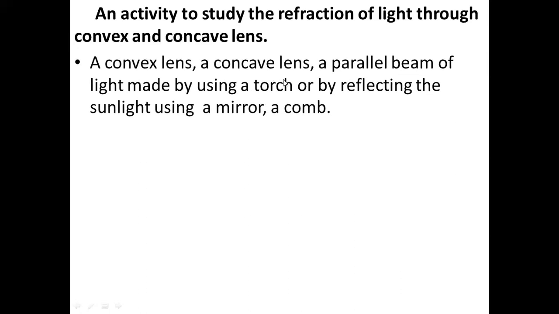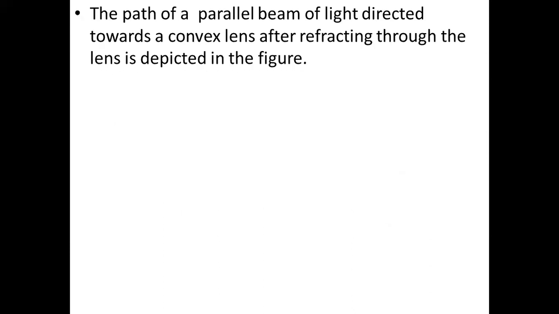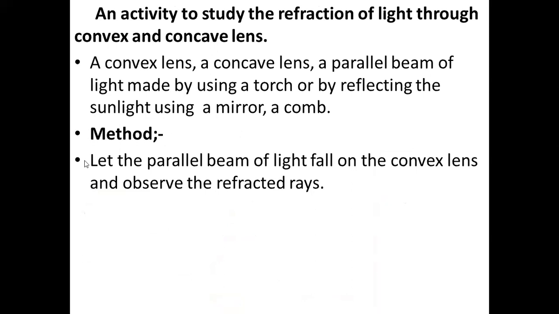Materials required: we need a convex lens, a concave lens, and a parallel beam of light made by using a torch or by reflecting sunlight using a mirror, and a comb. Method: let the parallel beam of light fall on the convex lens and observe the refracted rays. Write down this.